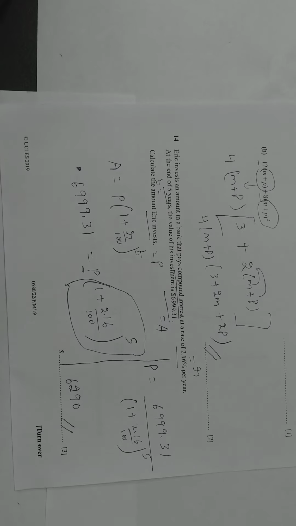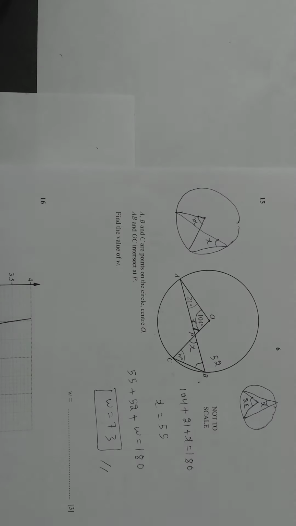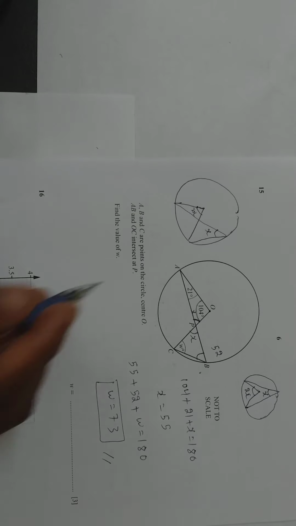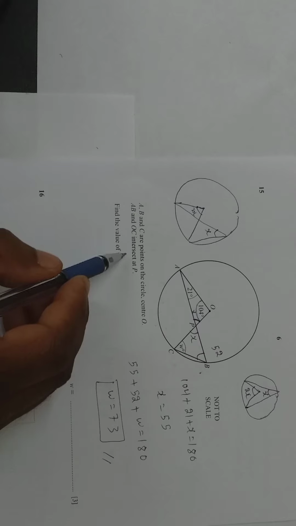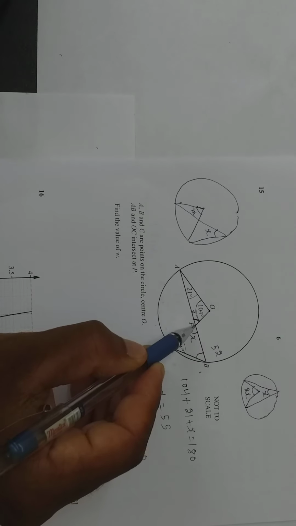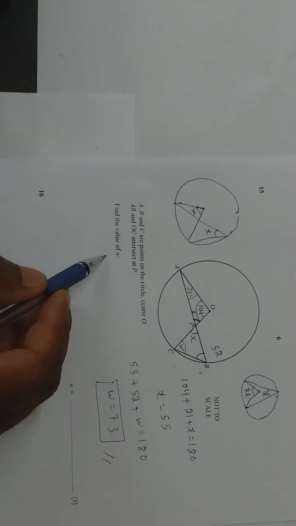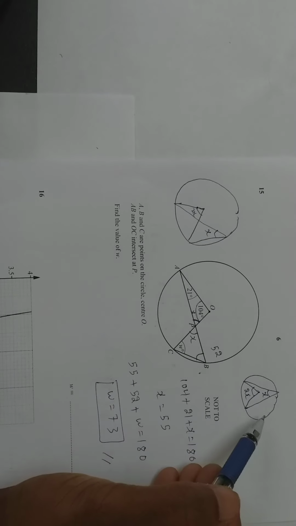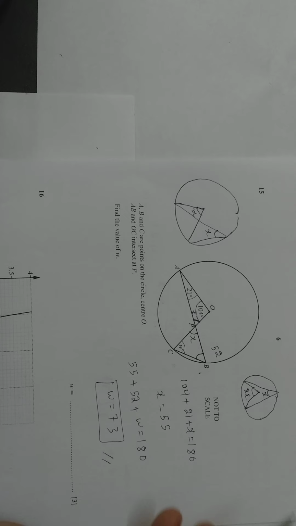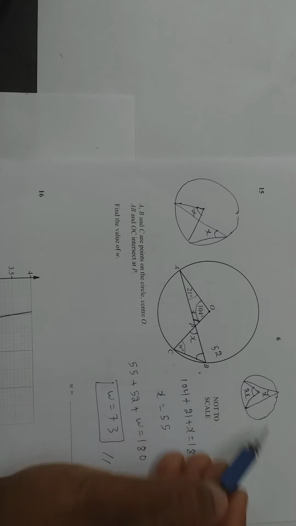Okay, students. Now look at the next sum. A, B, C are points on the circle with center O. AB and OC intersect at P. Here is the point P. Find the value of W. You might have seen this kind of figure. If here it is x, here it is 2x.